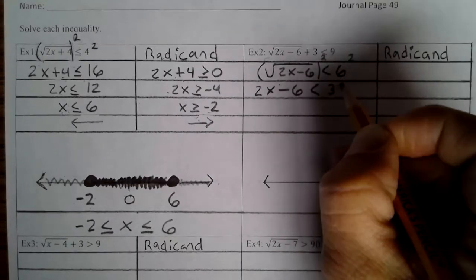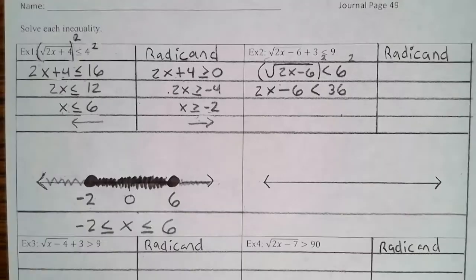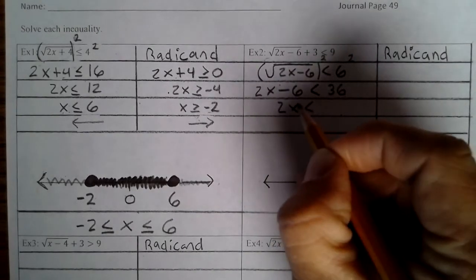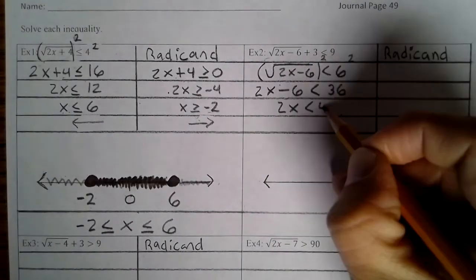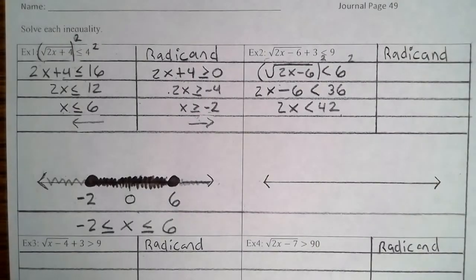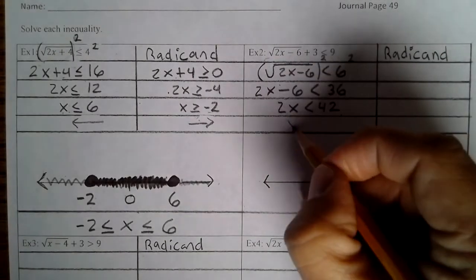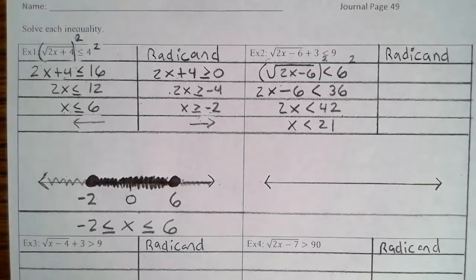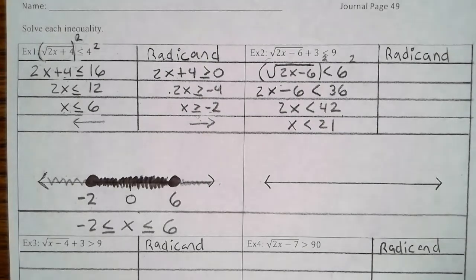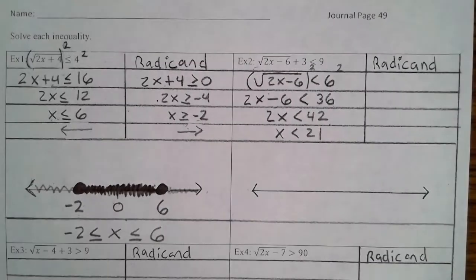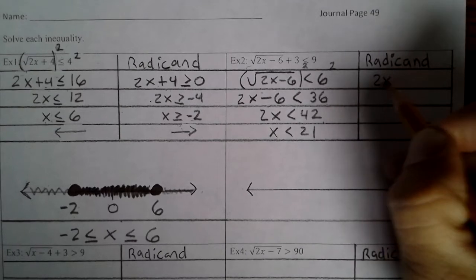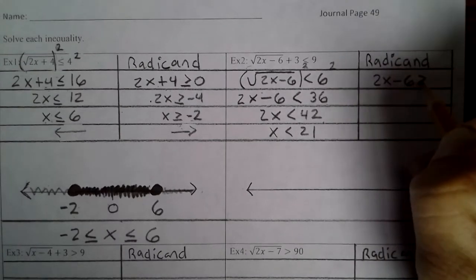Now we're going to solve for x. So we're going to add 6 to both sides, so you get 2x less than 42. Divide both sides by 2. X is less than 21. All right. Now, we want to set the radicand greater than or equal to 0.